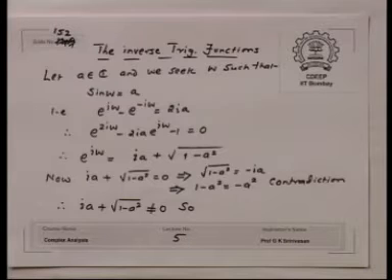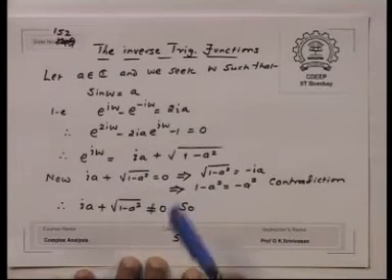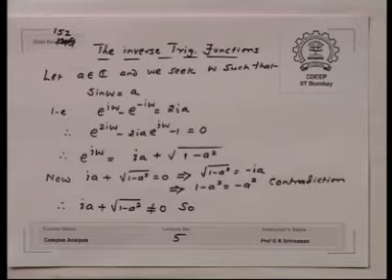Solve the quadratic equation, I get e to the power iw equal to ia plus root of 1 minus a squared. Now if the right hand side is 0, I am going to be in trouble because then such a w does not exist.